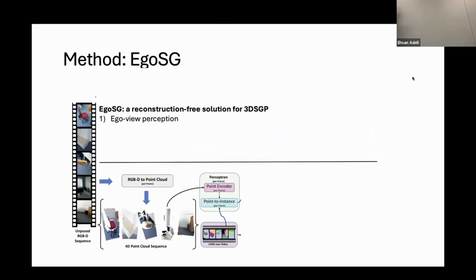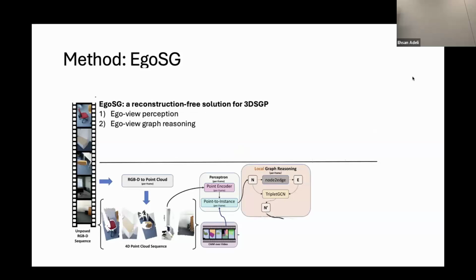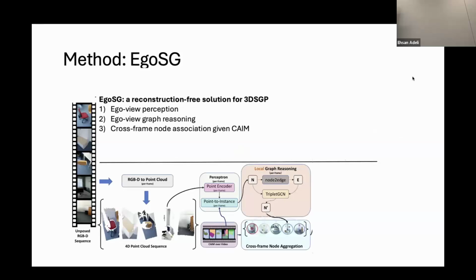To this end, we present Ego-SG, our reconstruction-free solution for 3D SGP. Ego-SG learns 3D scene graphs from ego-centric sequences without any reliance on either camera poses or SLAM techniques. It first performs the ego view perception on each frame for point-wise feature extraction and node feature formulation. Next, it performs graph reasoning on each frame for better feature refinement. Similarly, in Ego-SG, we also utilize CAIM to perform the cross-frame node association for 3D object localization.